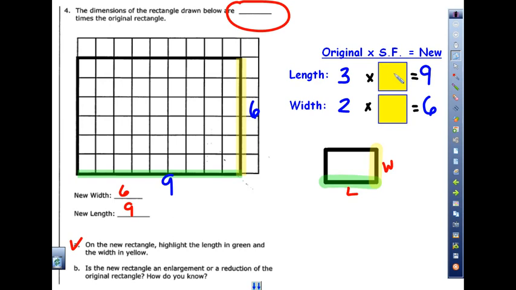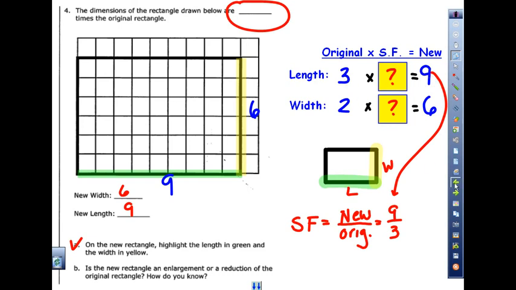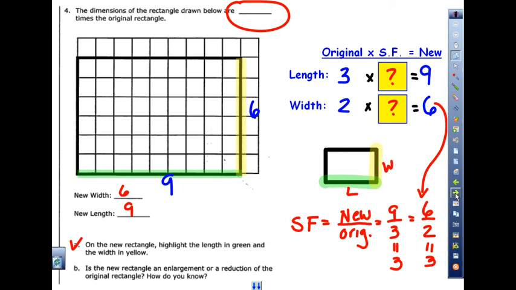How are we going to figure out what number goes in the box? Oh yeah, I gave you this little equation. Scale factor is what divided by what? That's right, it's new divided by original. The new length divided by the original length. Okay, let's use 9 divided by 3. What do you get? What if you use 6 divided by 2? I think you get the same number, don't you? What's 9 divided by 3 and 6 divided by 2? Yeah, it's 3. Our scale factor is 3. Now I want you to answer question B. Is the new rectangle an enlargement or a reduction of the original?